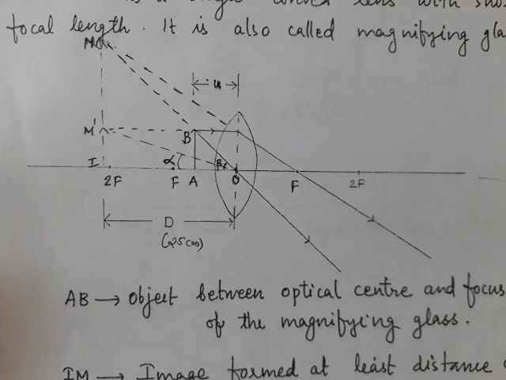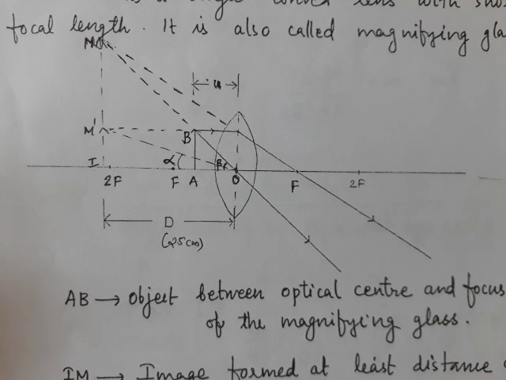Another microscope is what you are using in the biology lab. That is called a compound microscope, which consists of two convex lenses. So let us first consider the case of a simple convex lens, that is called a simple microscope, in which you keep the object near the convex lens and you see the bigger image.